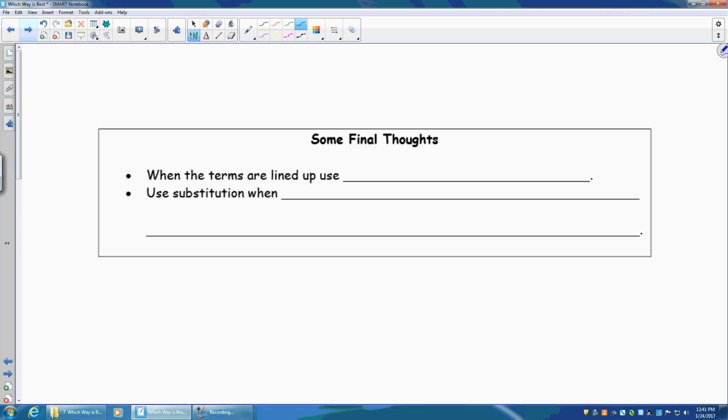So on the last page right here, I just have a couple final thoughts. When the terms are lined up, use elimination. That's my tip. I didn't on the last one just because I wanted to review how to do it using substitution because it's been a while. We've spent the last couple days doing elimination. And then use substitution when a variable is solved for.